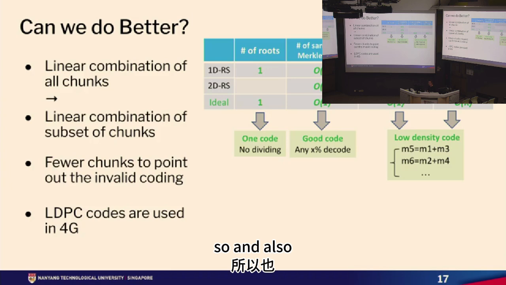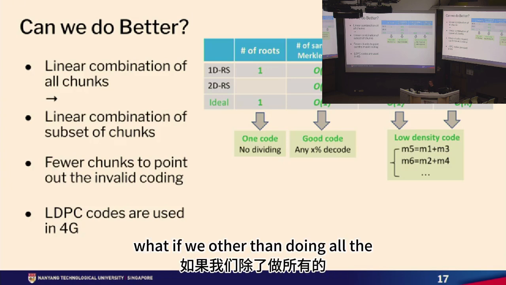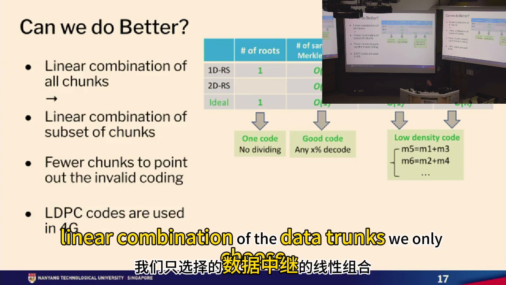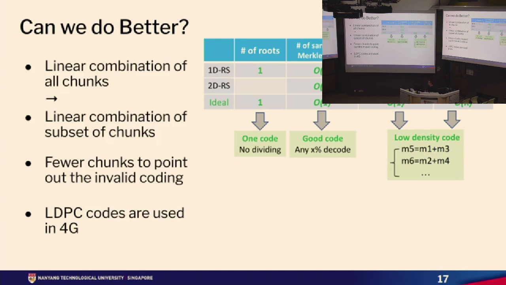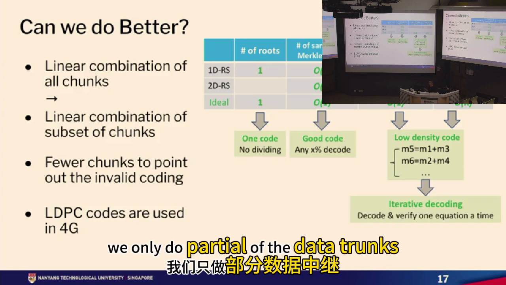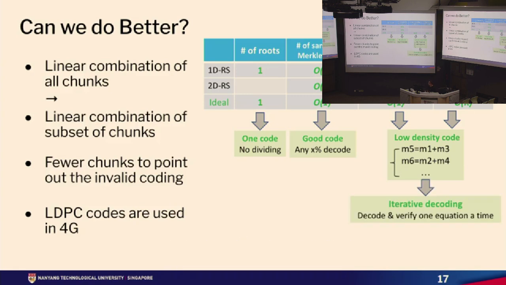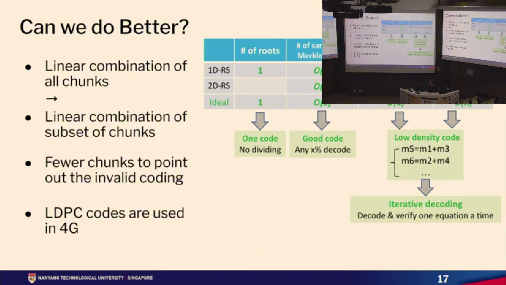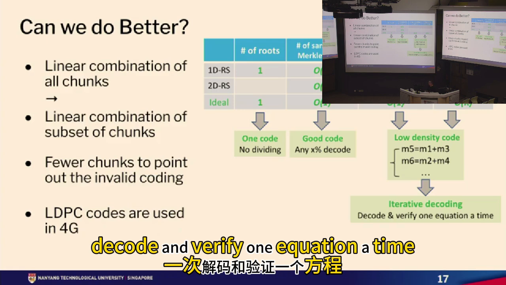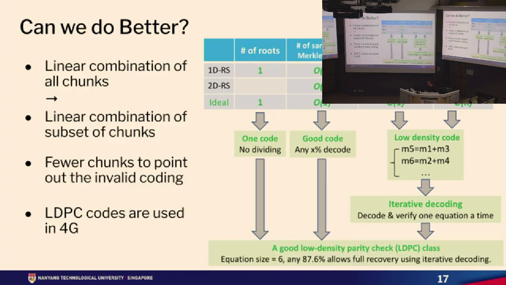So, also, what if, other than doing the linear combination of all the data chunks, we only choose part of the data chunks to generate the new blocks? At the same time, we only do a partial set of the data chunks. By doing this, we are able to decode and verify one equation at a time.